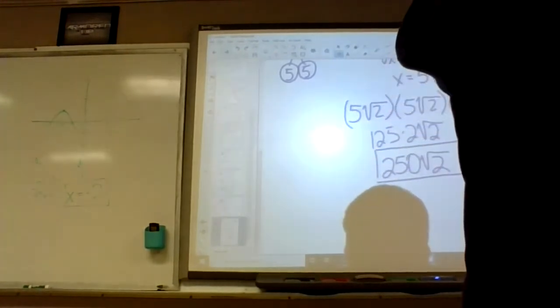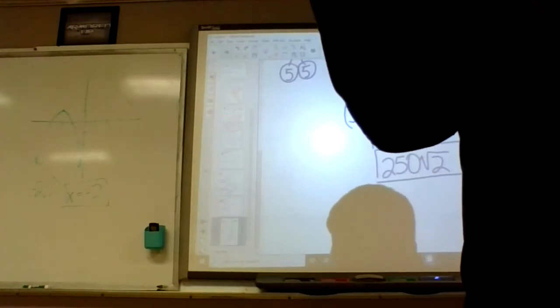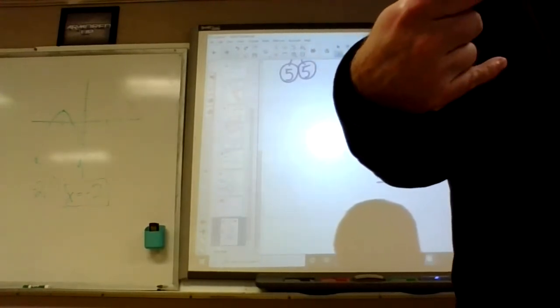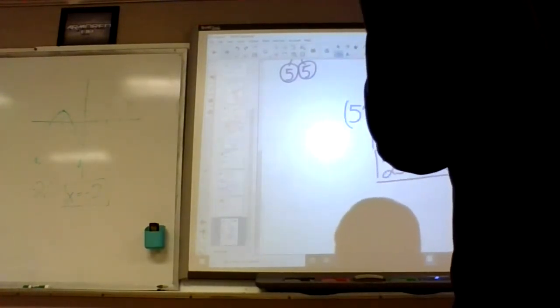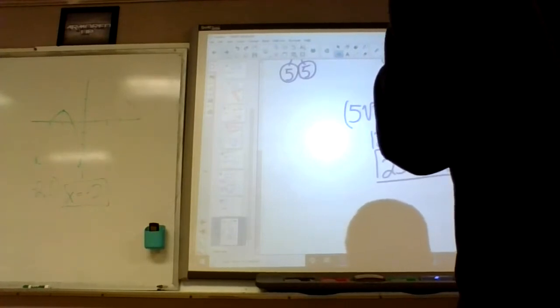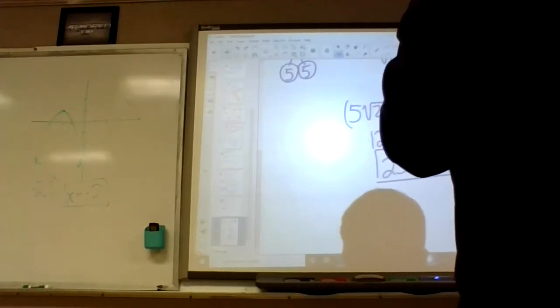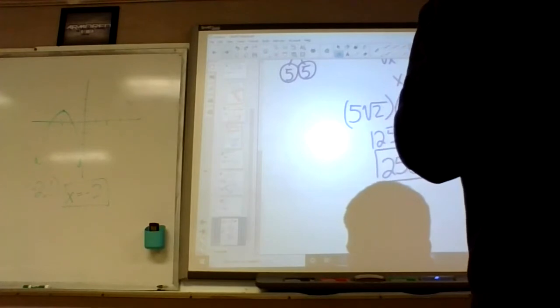Because remember, you need length times width. I guess this would be called the width of my base. Okay, go ahead and erase that then. Okay, and we also need the height of the prism. They don't give us the height of the prism.